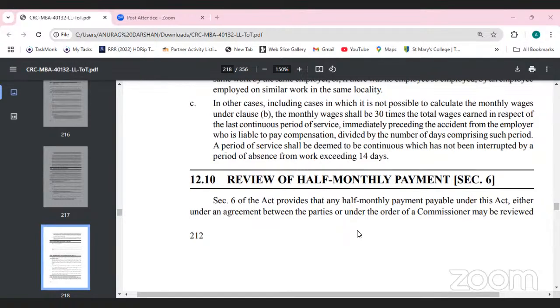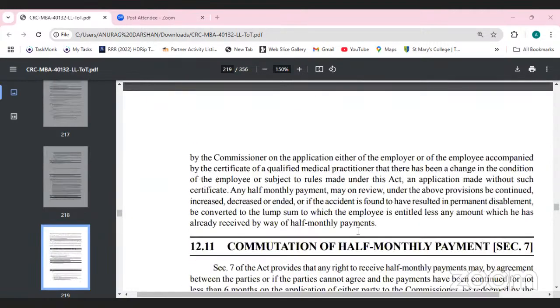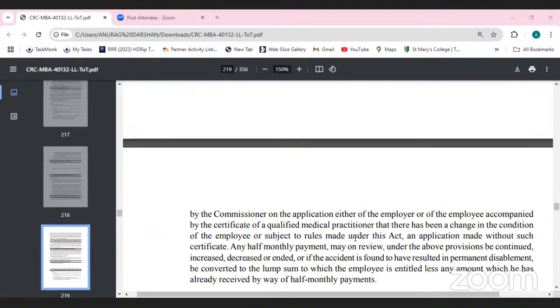Now, review of half monthly payment. Section 6 of the Act provides that any monthly payment payable under this act, either under an agreement between the parties or under the order of a commissioner, may be reviewed by the commissioner. And it is based on the application either by the employer or the employee, and it has to be accompanied by the certificate of a qualified medical practitioner that there has been a change in the condition of the employee, or subject to rules made under the act. So any half monthly payment may on review under the above provision be continued, or it can be increased or decreased, or it can be closed.